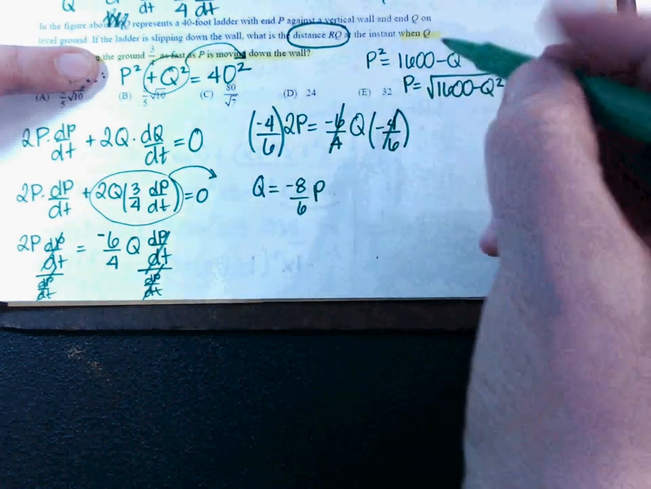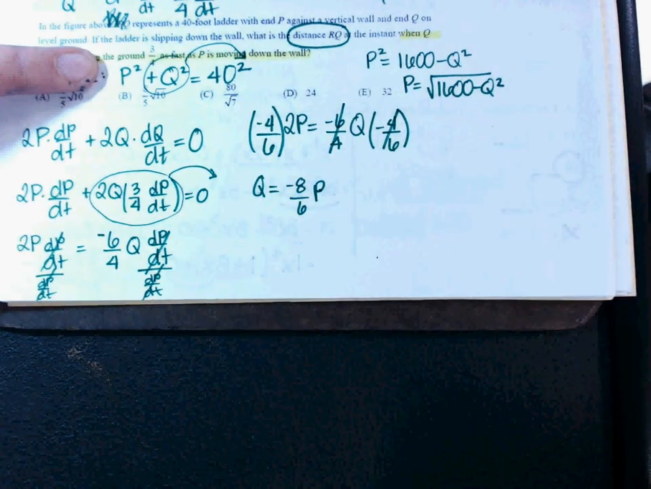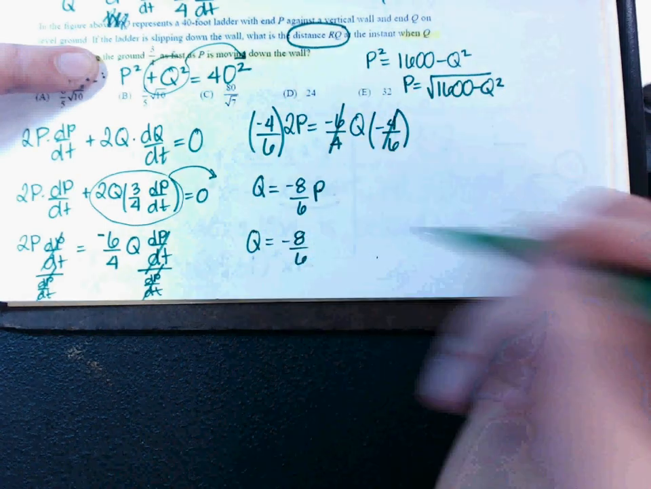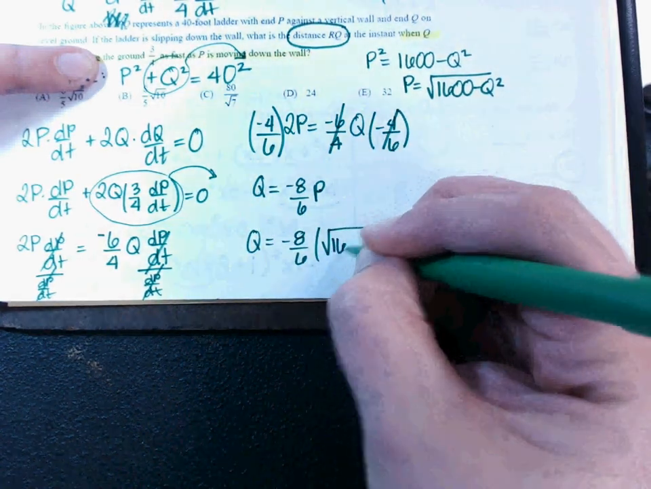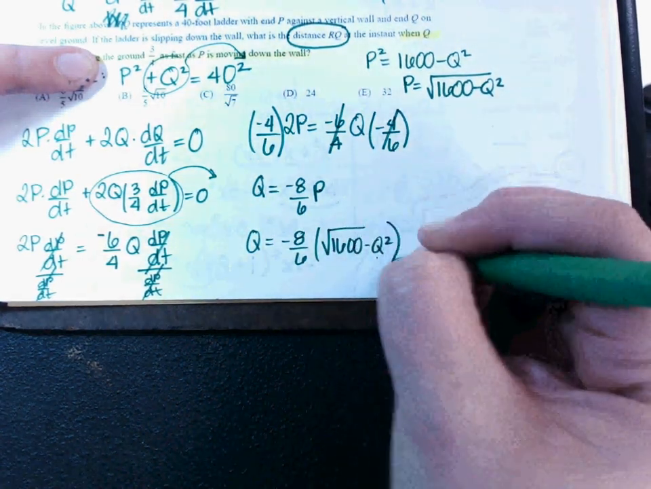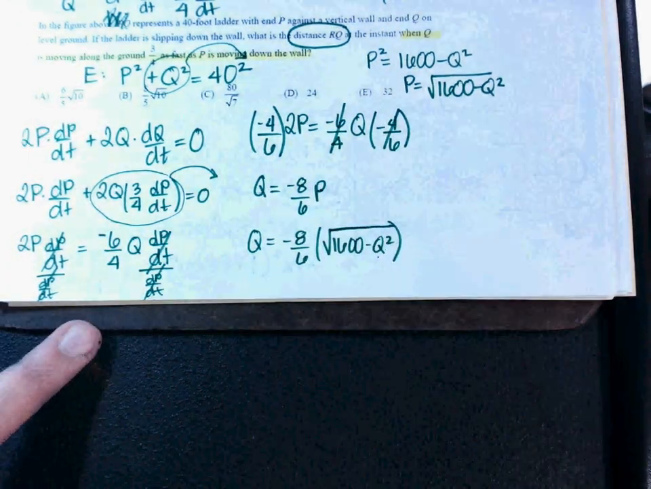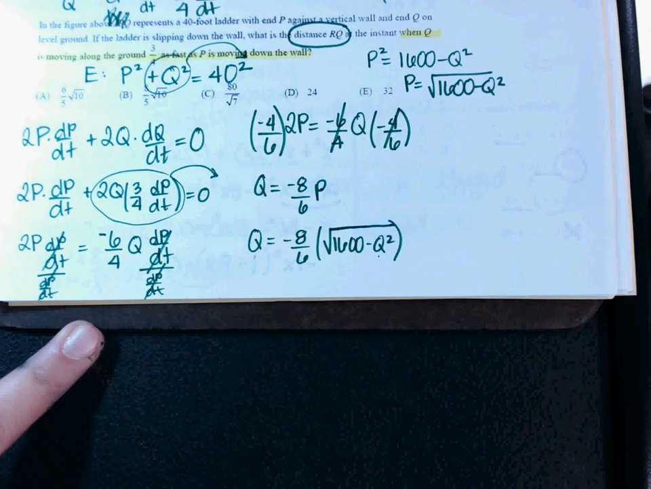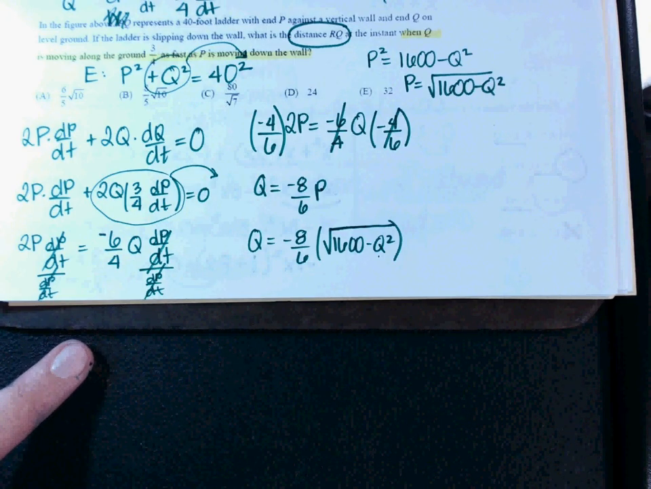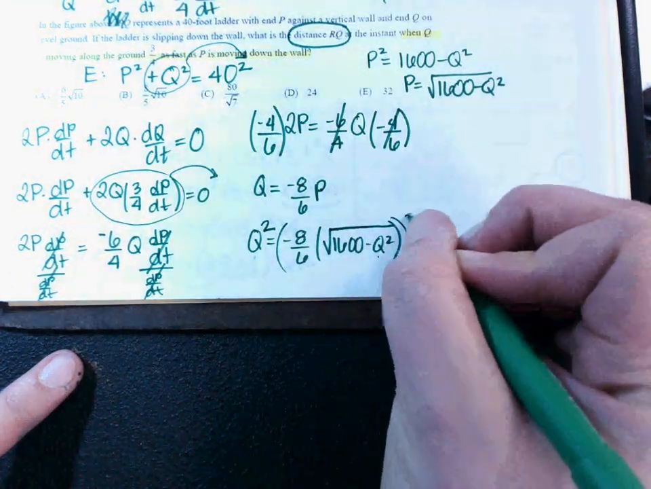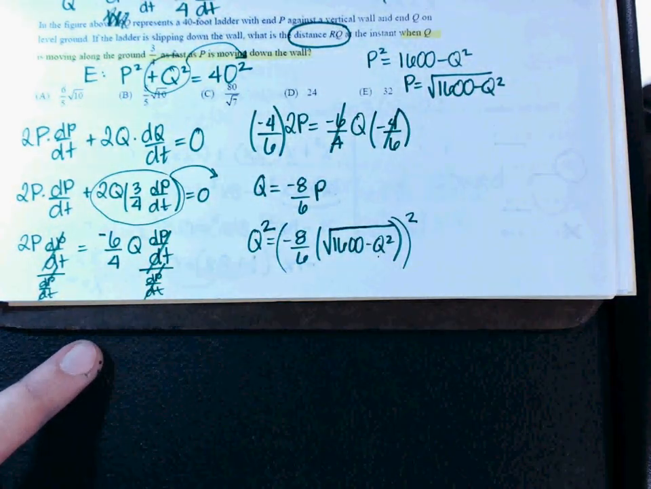Okay, so I'm now going to take this and plug it in right here. So far, so good? So it's negative 8 over 6. And then I have 1600 minus q squared. All of that should be under the square root. Okay, my q is under a square root. How do I undo a square root? Square both sides. So I'm going to square here, and I'm going to square here. Now, when I square the q, it's just a q squared.